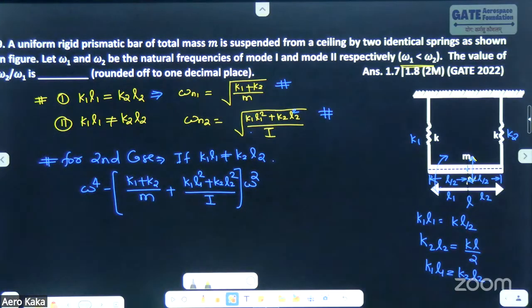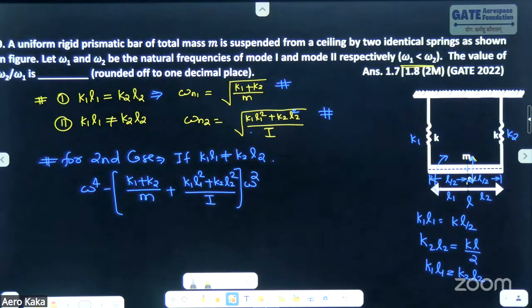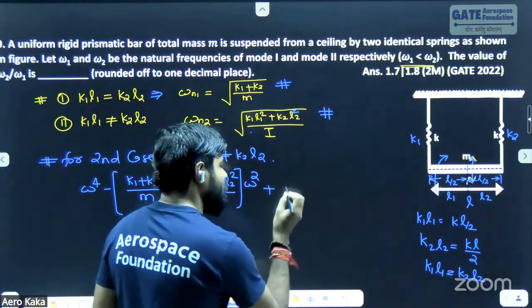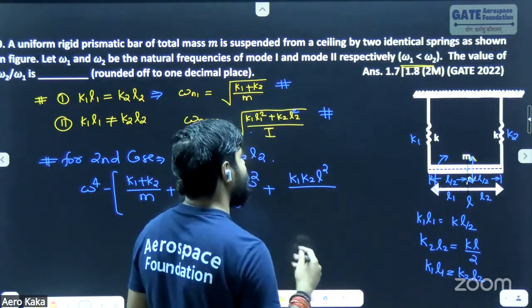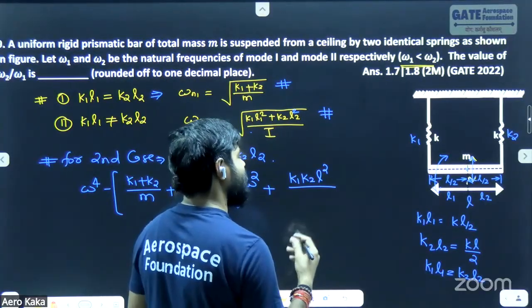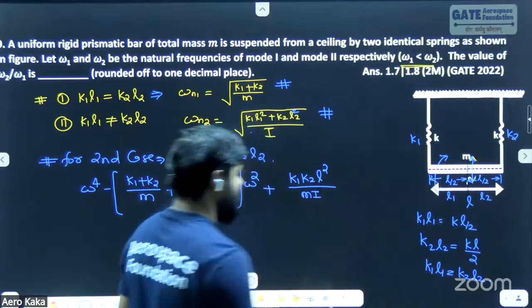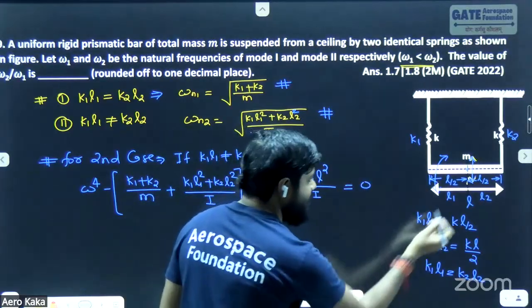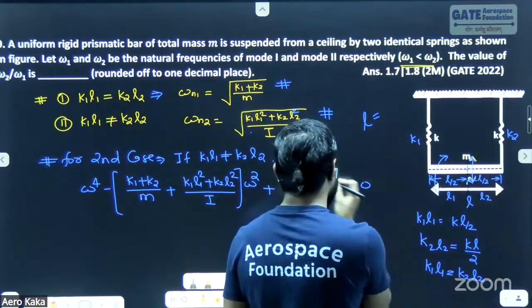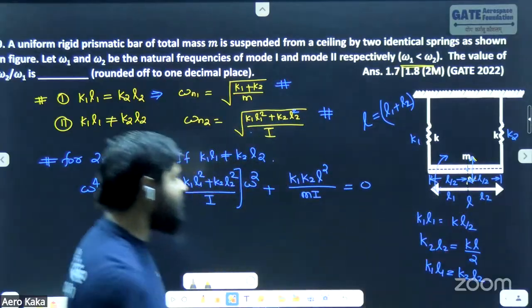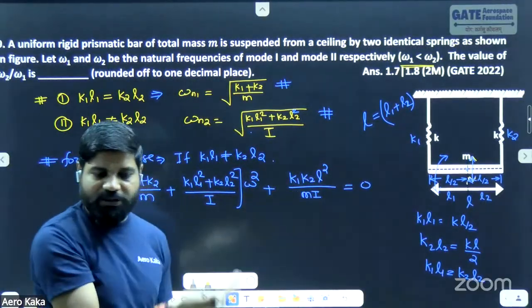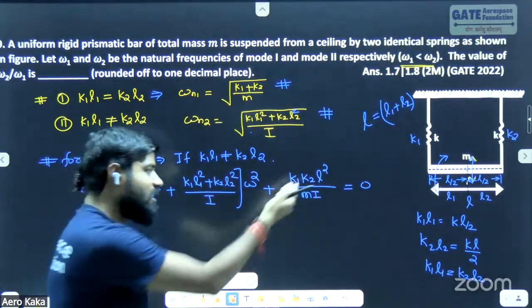Easy or tough? Are you getting this one or not? Yes, sir. And here plus it is going to be K1 K2 L square divided by M I, is equal to 0. What is L here? I generally remember it like this: L is equal to L1 plus L2 only. Total length. If you want, you can keep it as L1 plus L2 whole square also. I don't have any issue. Or you can keep it as L square.